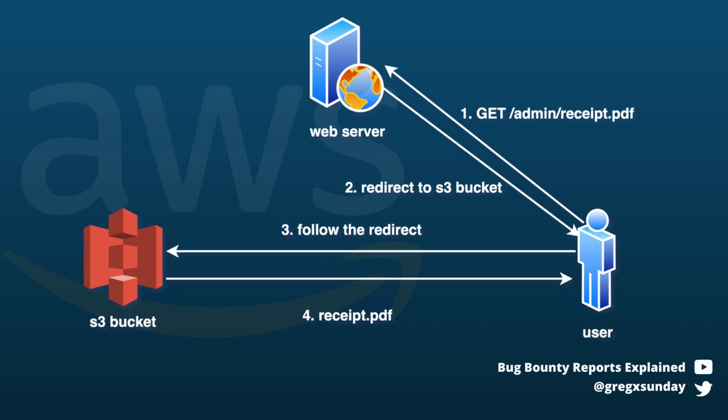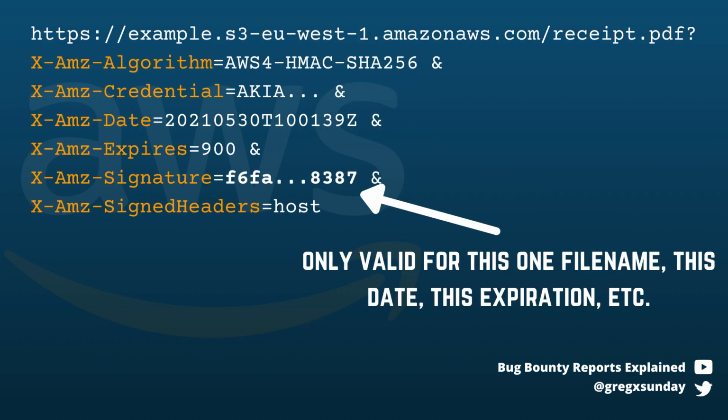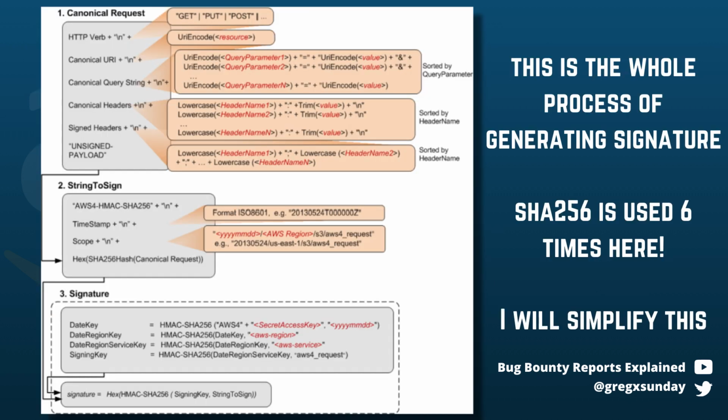But what is so special in this link? Among other parameters, this link contains a signature. The signature is only valid for this one file. If you would try to access a different one with the same signature, it will not work. The same goes for accessing a file after the expiration period. The signature is generated on the backend.